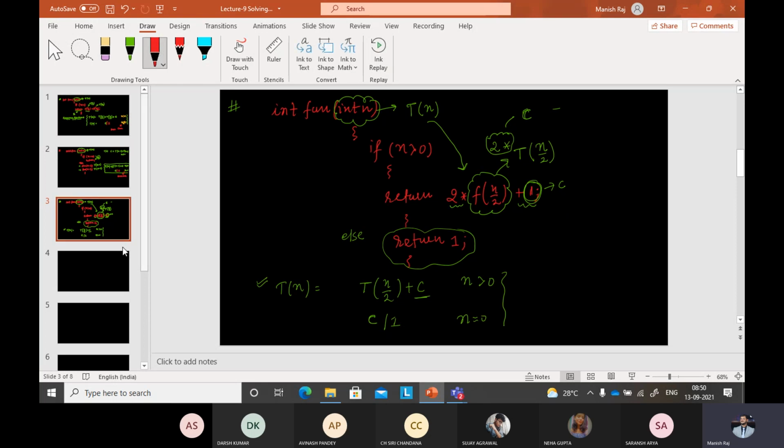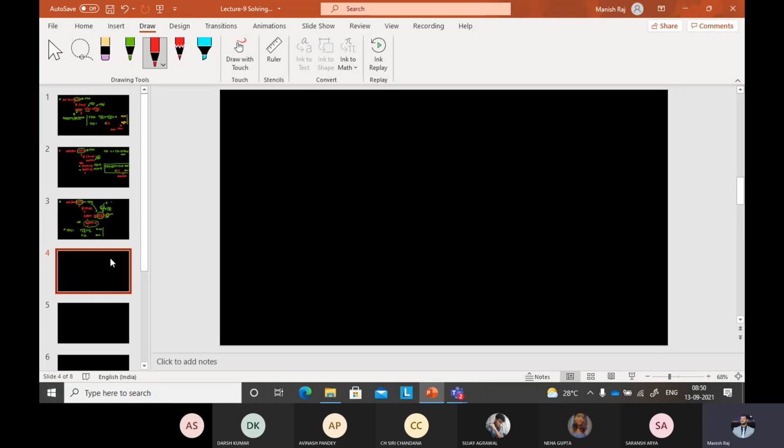Now I will tell you, you can say, sir, now how can we solve this recurrence relation? How can you find the exact complexity? So we will learn this thing. So you can say, how to solve the recurrence relation.